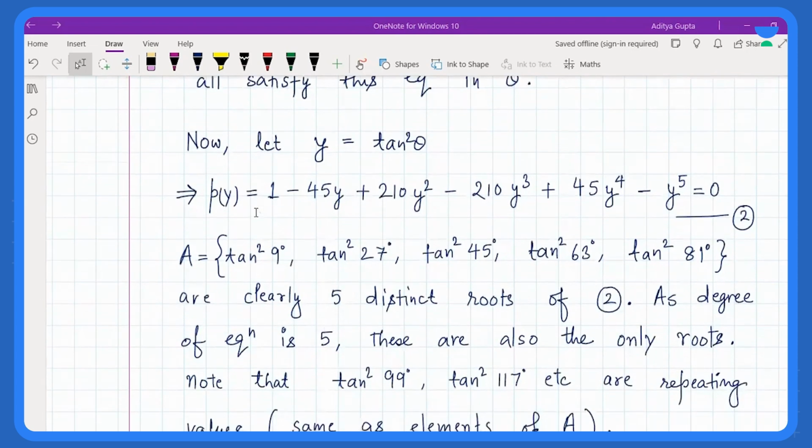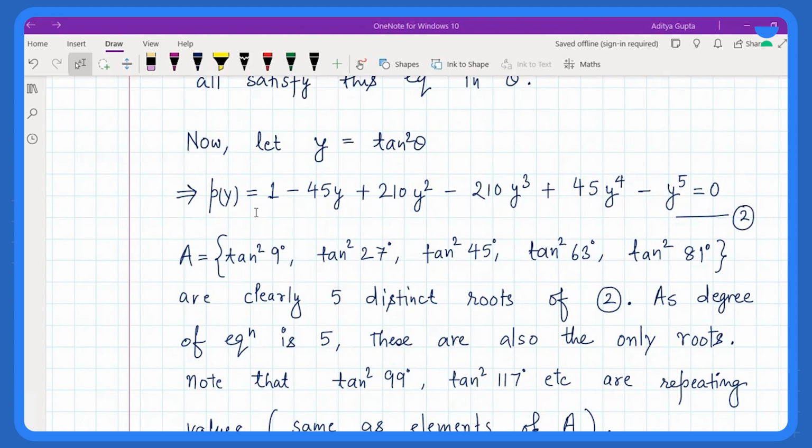So when we have done the substitution y equal to tan square theta, the roots of this equation in y will be tan square 9, tan square 27, tan square 45 till tan square 81, right? So these are just 5 values that we have written, and these are clearly 5 distinct roots of the equation number 2. Why are they distinct? Because obviously tan square 9 can't be equal to tan square 27 or tan square 45 or tan square 81. Obviously these are all different.